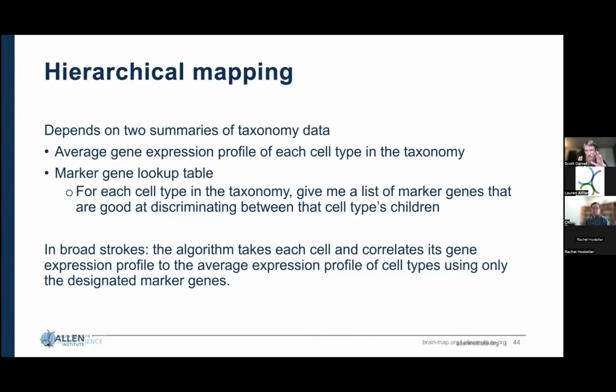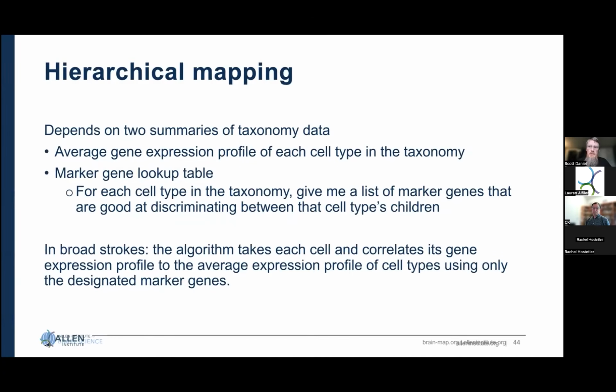Before we talk about what the algorithm does, I just want to set the table for what the algorithm knows. The hierarchical mapping algorithm depends on 2 summaries of the taxonomy data. It depends on the average gene expression profile of each cell type in the taxonomy, and then it depends on a marker gene lookup table. Both of these things we have already given to MapMyCells. And if you were preparing your own taxonomy, you would generate those files as described in the GitHub repository.